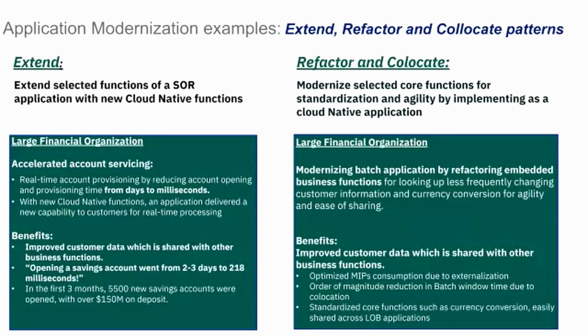Refactor and co-locate, another large financial organization. They modernized the batch applications by refactoring embedded business functions, looking up less frequently changing customer information, and so on. That provided improved customer data, shared with other business functions, optimized MIPS, and a big reduction in batch window, enabling them to standardize some core functions, and they're talking about currency conversion here. So that's refactor and co-locate. So that's some of the key customer scenarios.